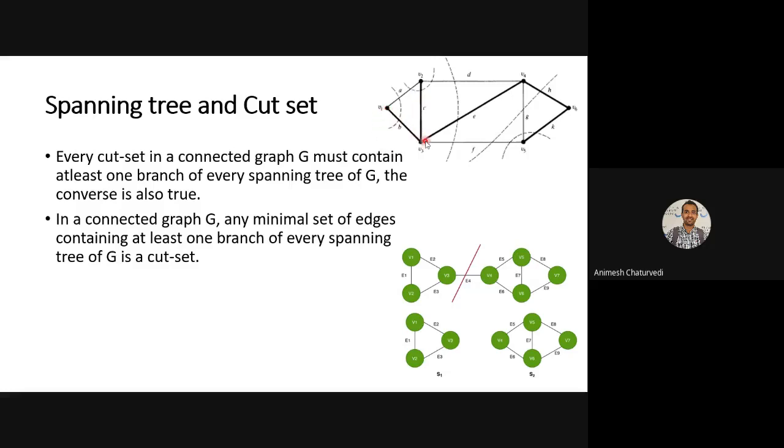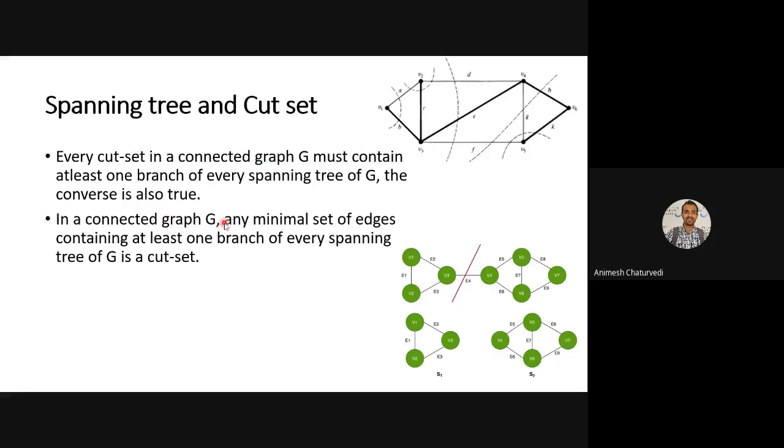This is the spanning tree. Dark borders are actually showing the spanning tree. So dark border means this one, this one, this one, this one, and this one. So these are the spanning tree of this graph. Now you have these five cut sets. In the five cut sets, each cut set includes at least one edge of the spanning tree so that it will cut the graph.